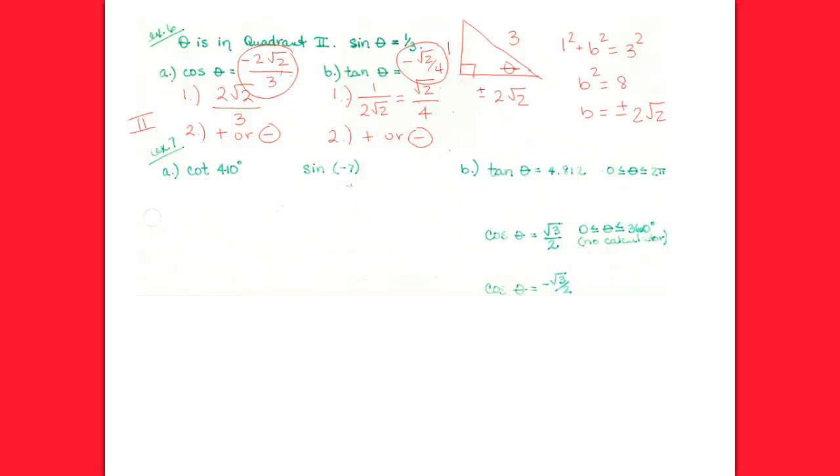All right, example 7, we finally get back to our favorite things. Example 7 says, use a calculator to evaluate. So grab your calculator if you would. Look at example 7a. It says cotangent of 410 degrees. What mode are you going to be in? Degrees. Then it says sine of negative 7. What mode are you going to be in? Radian. If there is not a degree symbol, you assume that it is radians.